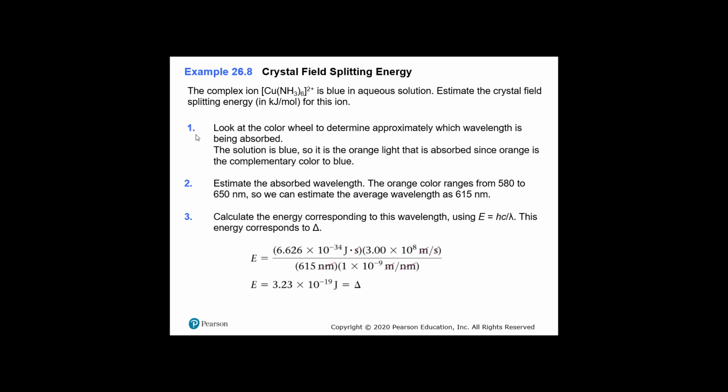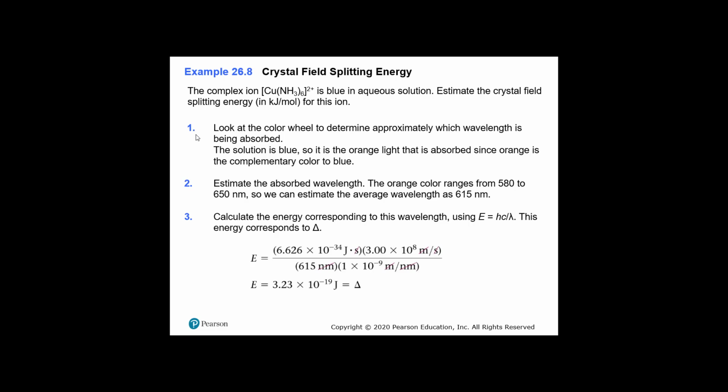So blue isn't absorbed, orange is, and blue is reflected off. It's just not absorbed. So estimate the wavelength for this. We have an orange color wavelength that goes from 580 to 650. And this is in your book. It shows the color wheel in your book.